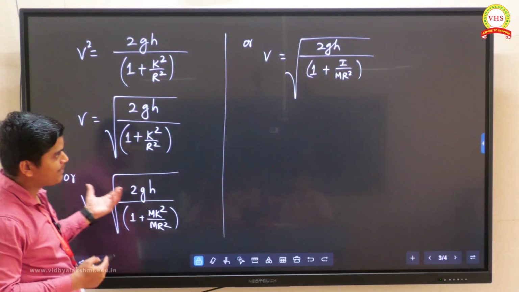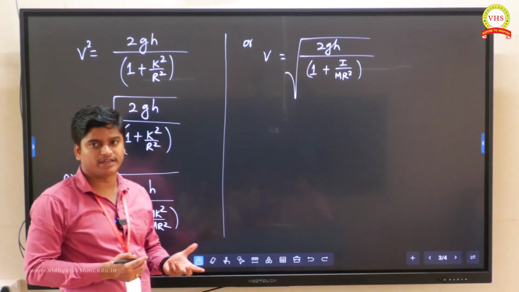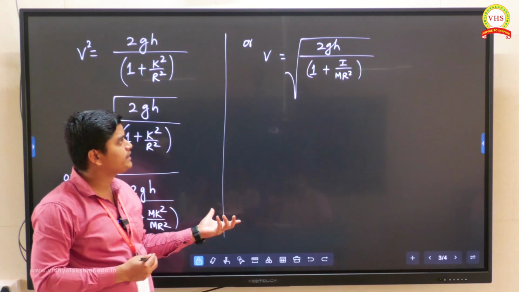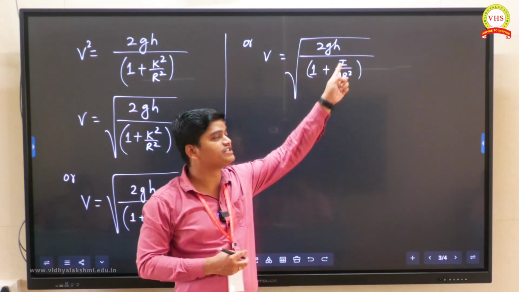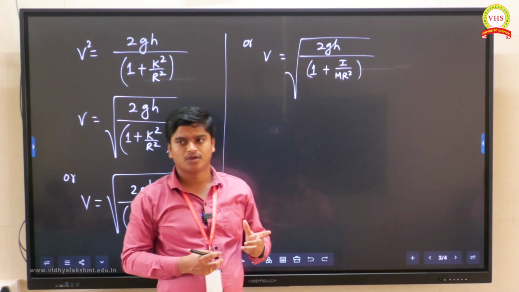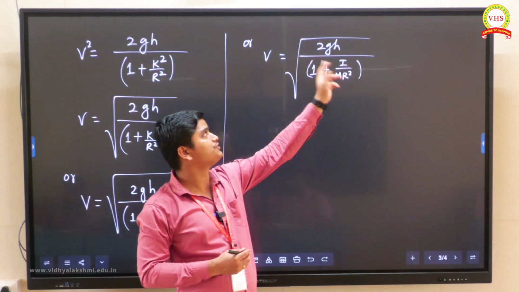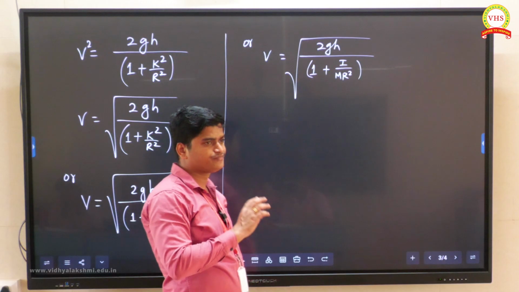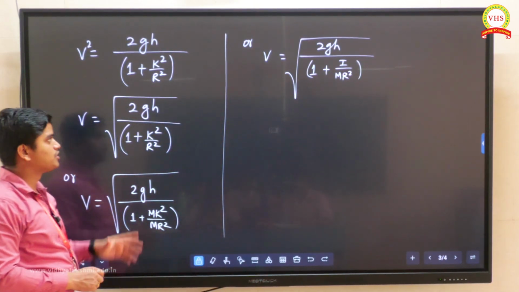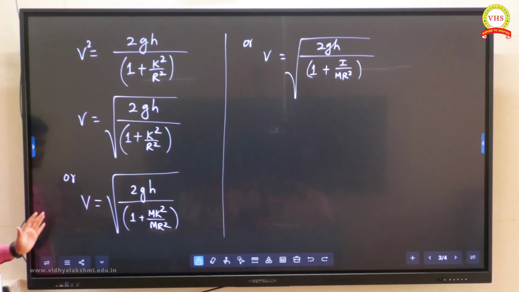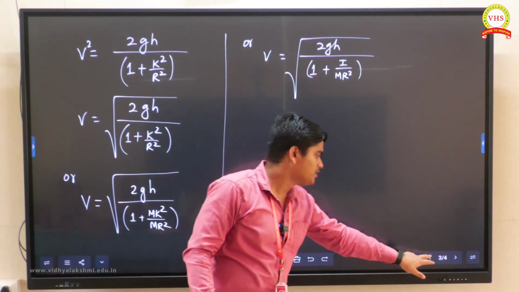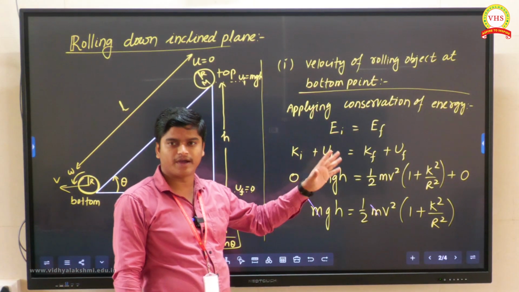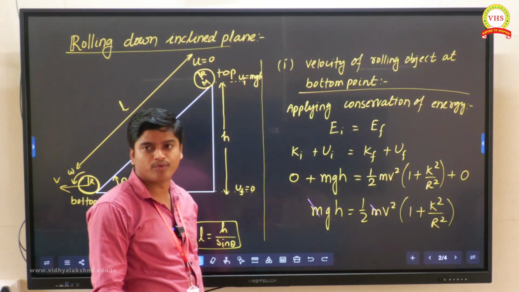Now if any object I am taking, suppose a disc is rolling, a ring is rolling, or a sphere is rolling, then what will happen? The moment of inertia only will change for every object, right? So if I substitute the moment of inertia, I will get the velocity at which that object hits the bottom point. Okay, so this is your velocity expression calculation. Very simple. How did we start? We started by applying conservation of energy, E initial equal to E final, and then slowly we got the result.